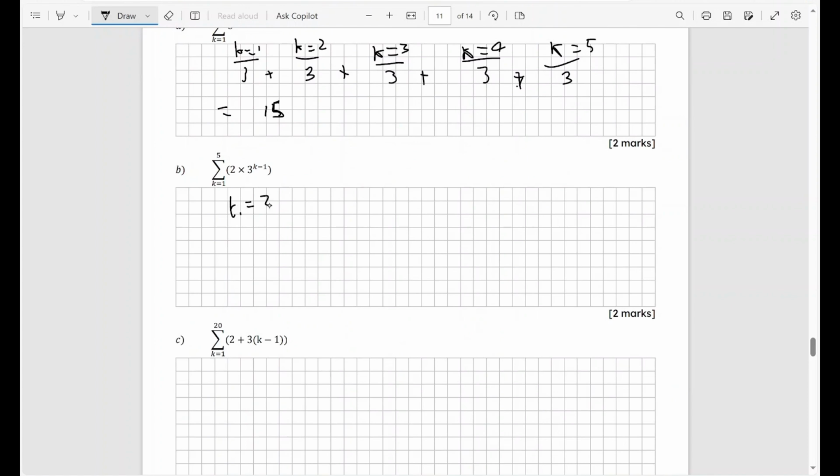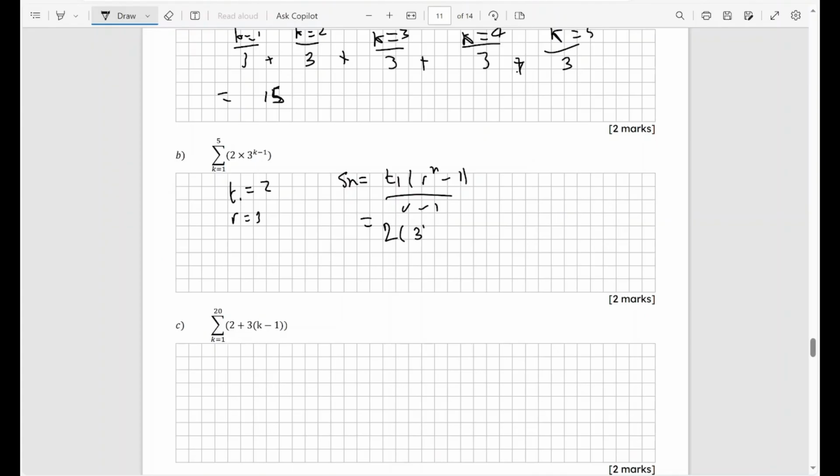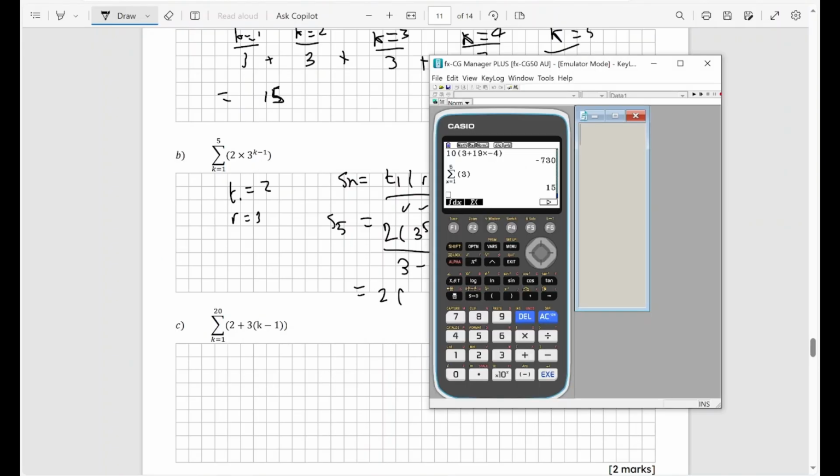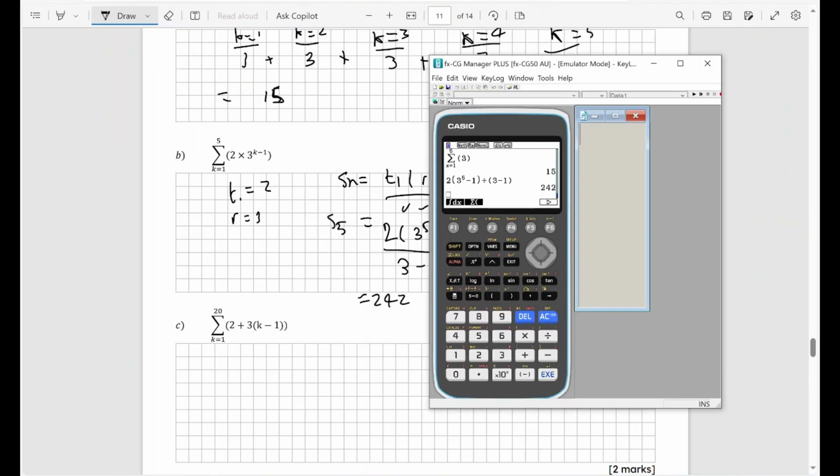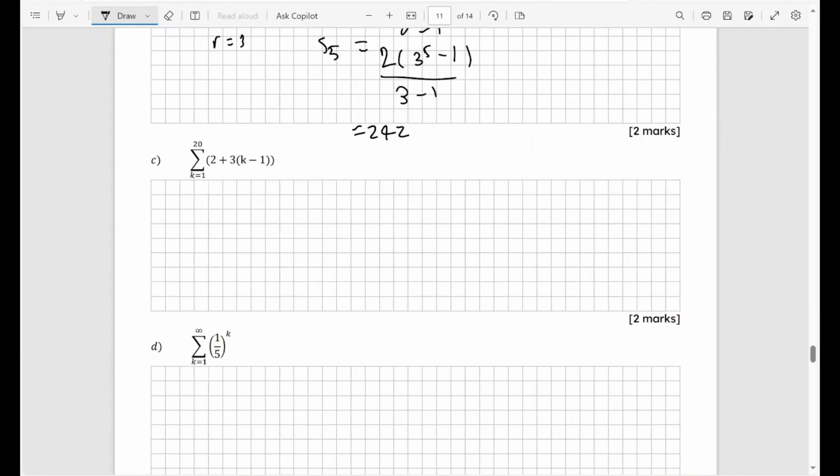All right, next we've got this. So T1 is 2, r is 3. This is a geometric series, so we're going to use Sn is T1 times r to the n take 1 over r take 1. That's the geometric series formula. It's on your formula sheet. That's 2 times 3 to the 5 take 1 over 3 take 1, so S5 is what we're looking at. That's 242. Now let's actually work this out using the sum mode on the calculator. So 2 times 3 to the power of x take 1, and x goes from 1 all the way up to 5. 242.